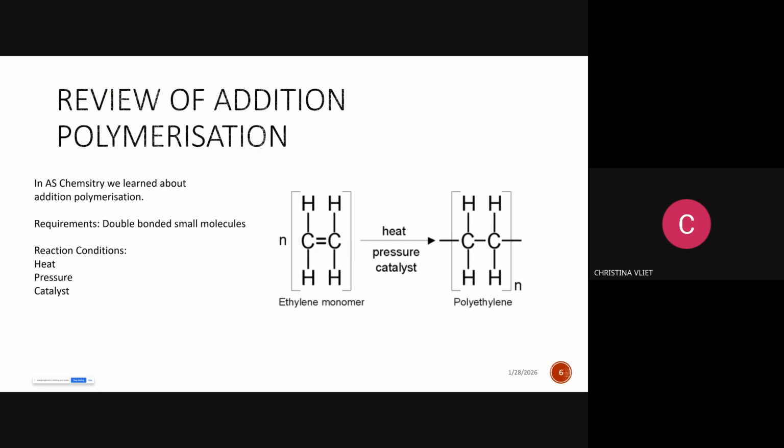Review from AS Chemistry. In AS Chemistry, we learned about addition polymers. And the requirement for addition polymers is that your molecules have a double bond. So it has to be alkenes only. You should write that down. Alkenes only.